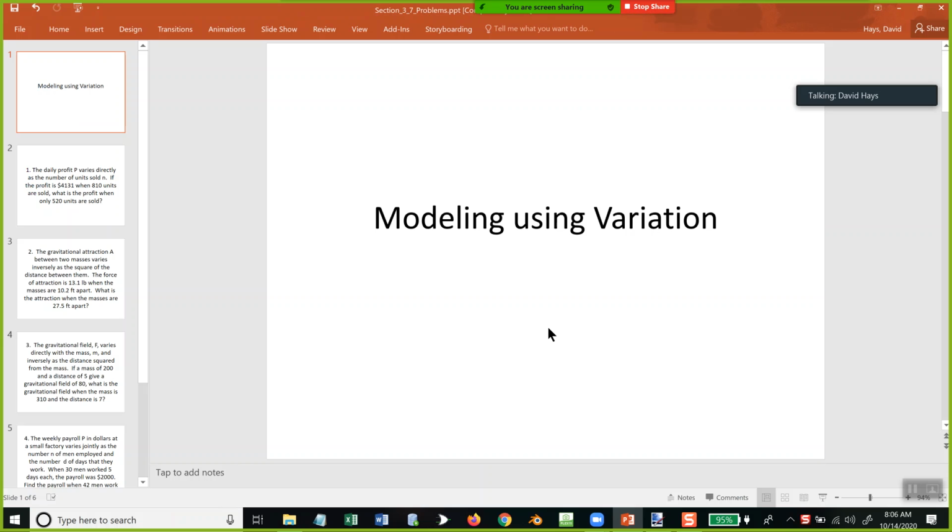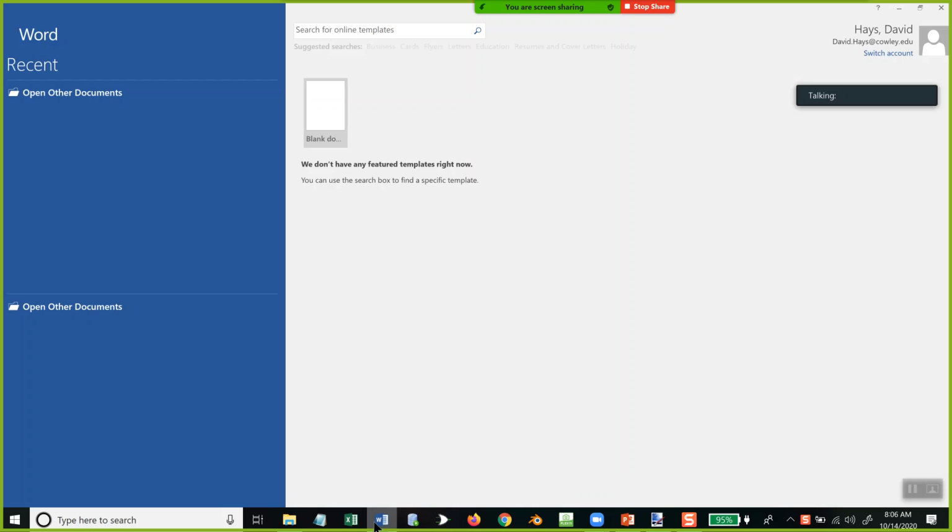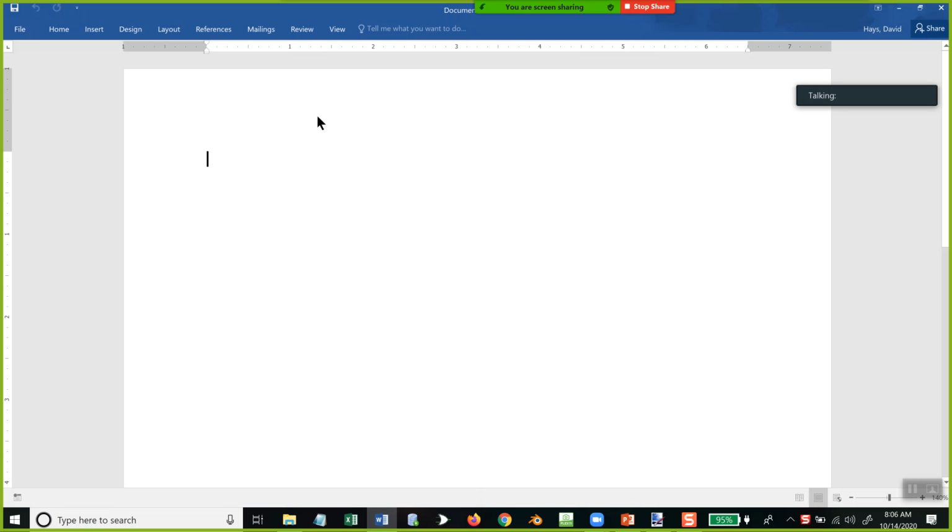This is section 3.7, modeling using variation. So, solving variation problems. These are word problems.